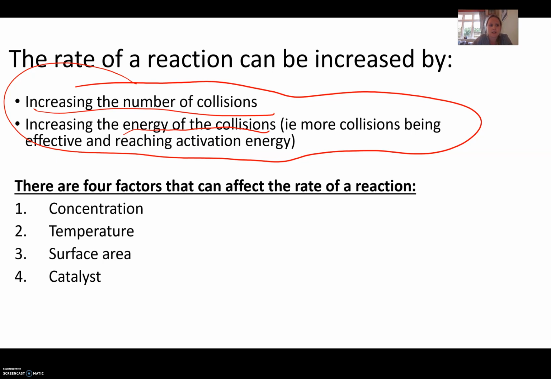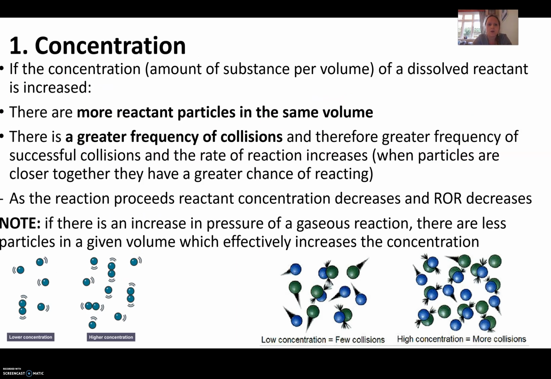So what are the four ways we can do this? We can do it through concentration, temperature, surface area, and catalyst. And I'll go through these. So if we increase the concentration of something, there are more reactant particles in the same volume. The same volume is critical, because if you change the volume, you're actually changing the concentration even further, and so you're not comparing apples with apples.